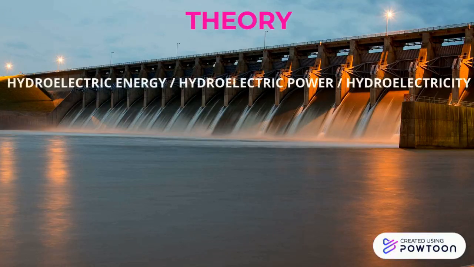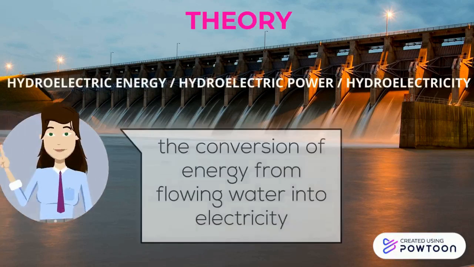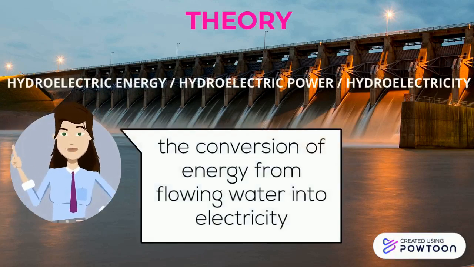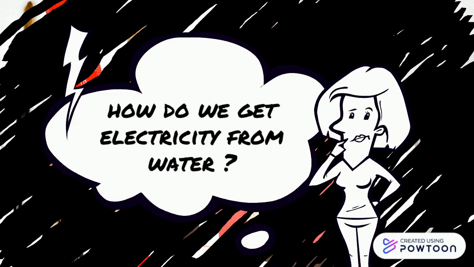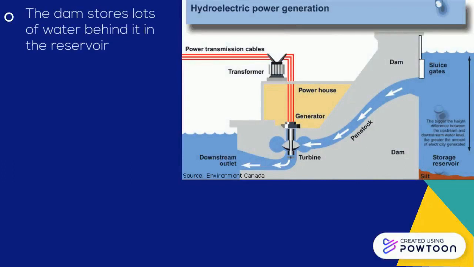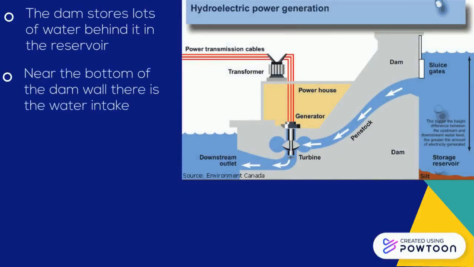The theory for hydroelectric energy, also called hydroelectric power or hydroelectricity, is the conversion of energy from flowing water into electricity. But how do we get electricity from water? Firstly, the dam stores lots of water behind it in a reservoir. Near the bottom of the dam wall, there's the water intake.